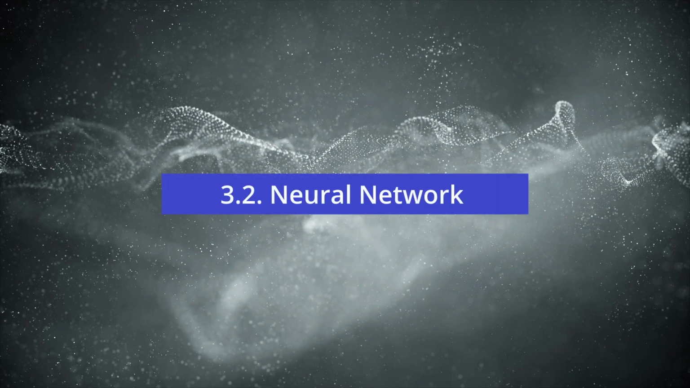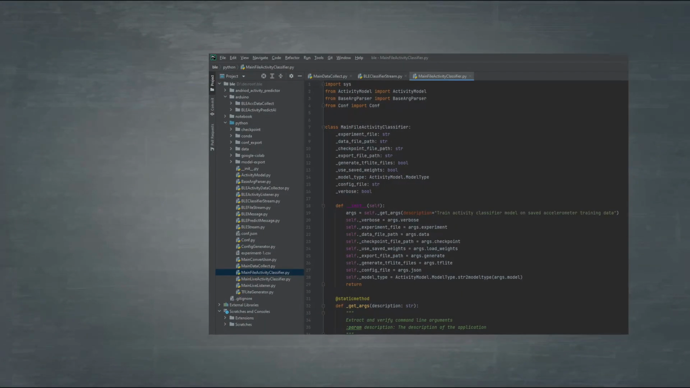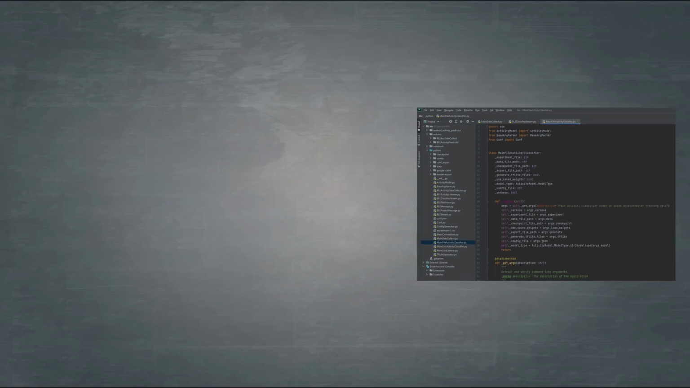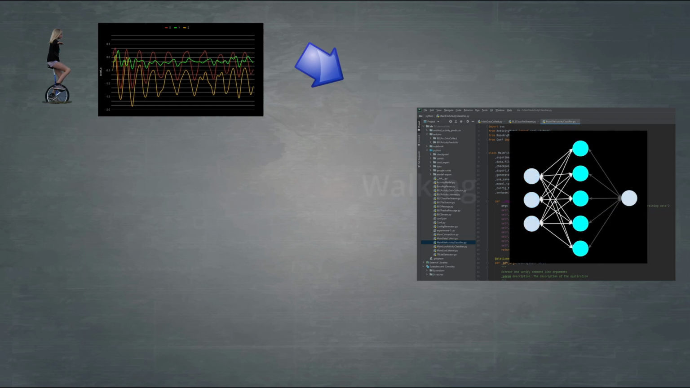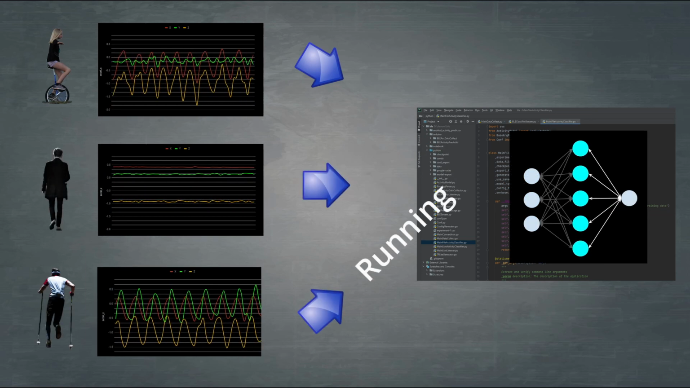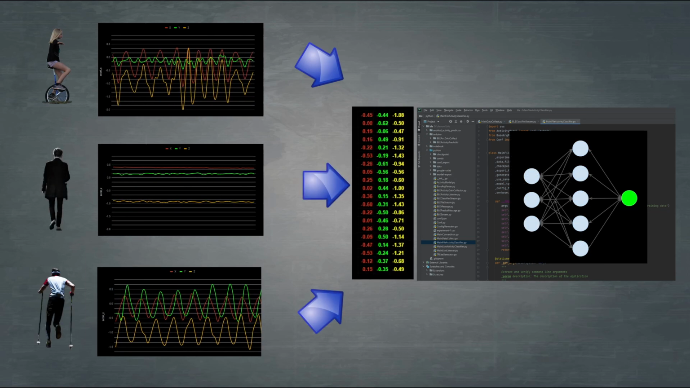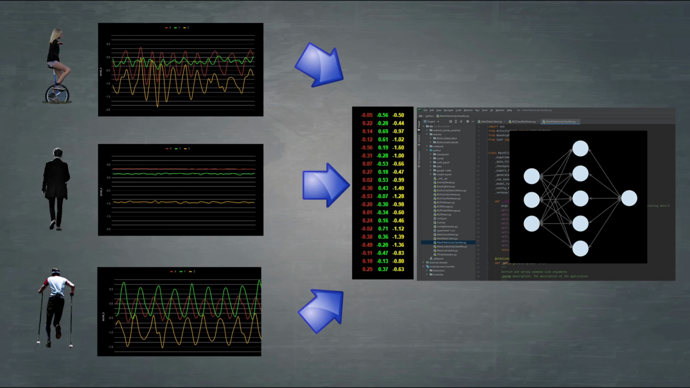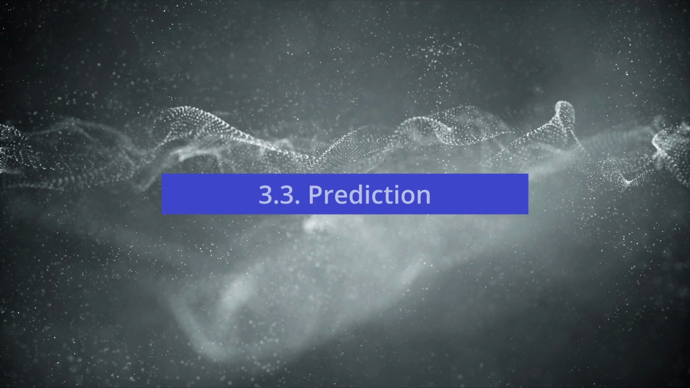We now need to train a neural network with the data that we have collected. For this, we need a Python program that can take the training data for all of our activities, unicycling, walking, and running, then break it up, label it, and use it to train the neural network. Now we have a trained neural network, we can use it to predict movement.